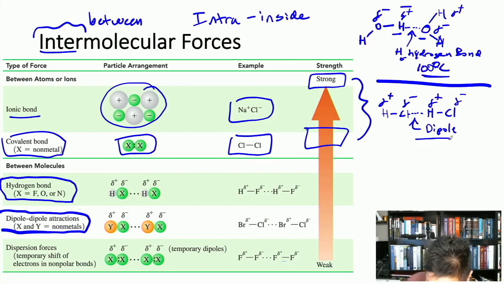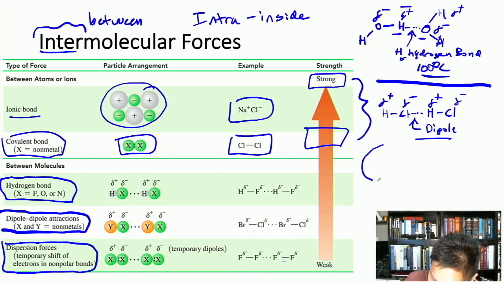And then the weakest of all these are called dispersion forces. We'll hear a lot about that later, for example, London dispersion forces. So how do we do dispersion forces? They're the weakest of them all, and basically it's like this. Say I have a molecule there, and I have another molecule here.